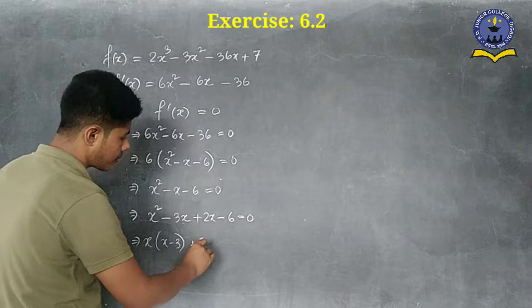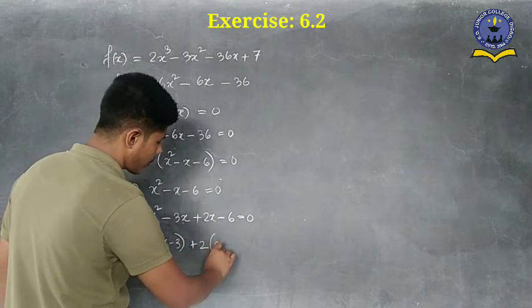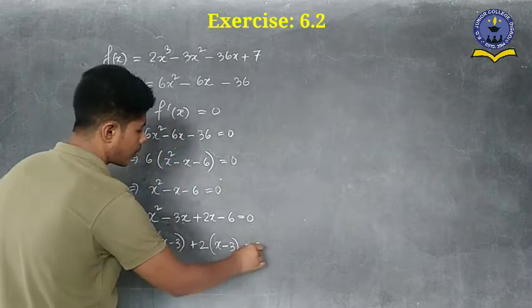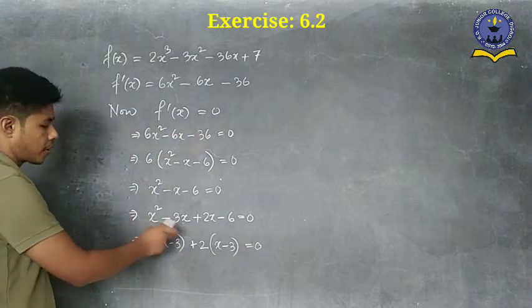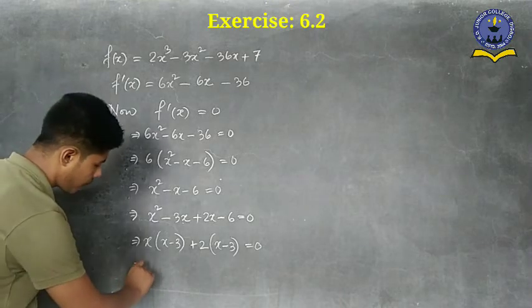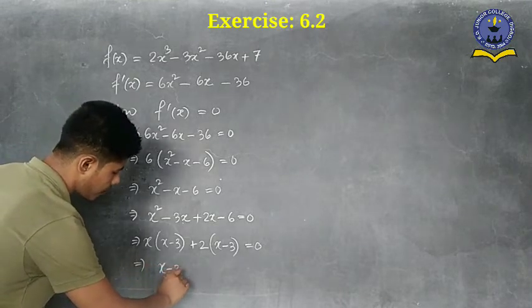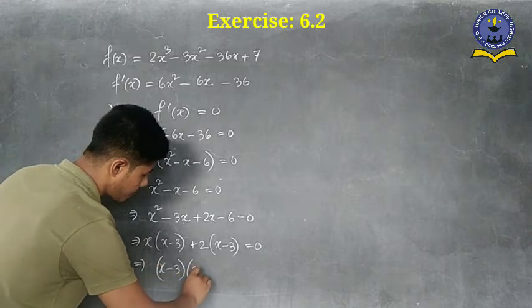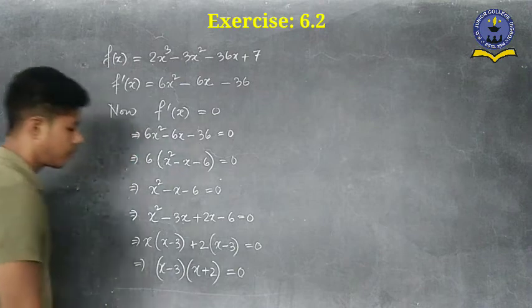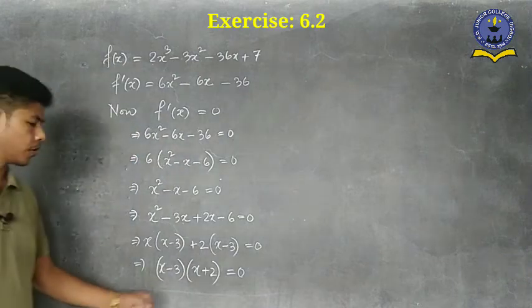And in the second case, plus 2 is common, so what you have to write is x minus 3 equal to 0. Is it clear? So now here x common, x minus 3, 2 common, x minus 3. So from here we can write x minus 3 into x plus 2 equals to 0. Is it clear? So if you take common, then we get this result.